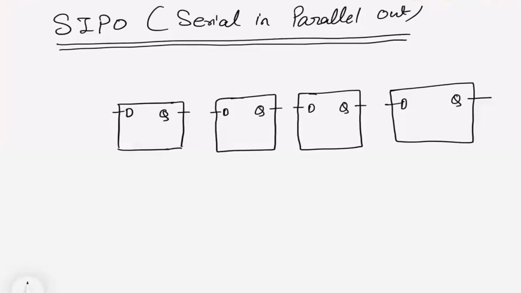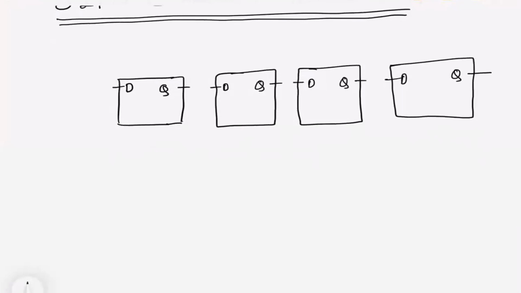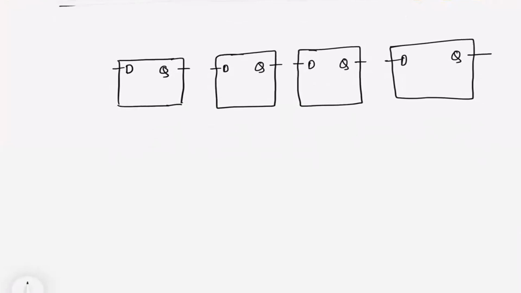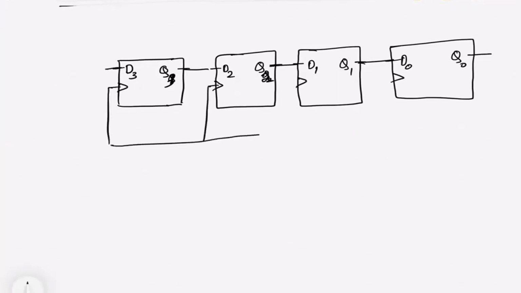In this case also, we will take 4 D flip-flops and name them similar to our previous case. That is, this is D3, this is Q3, D2, Q2, D1, Q1, D0, Q0. And all the connections between those D flip-flops are similar to our previous case. And since we need to synchronize them, we need to apply one common clock pulse to all these flip-flops.